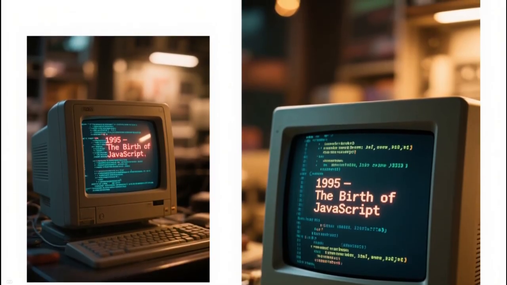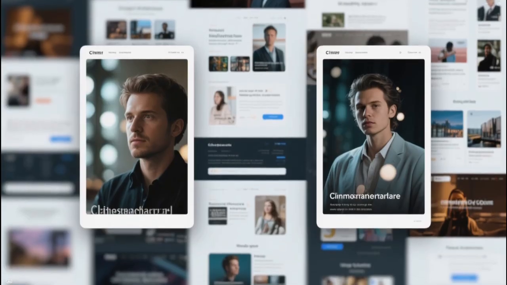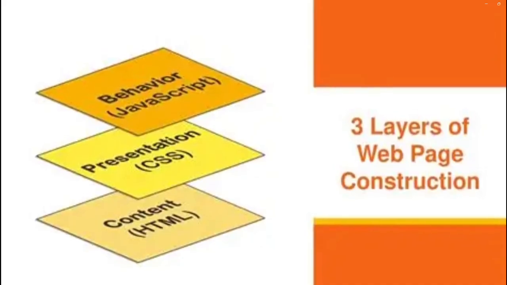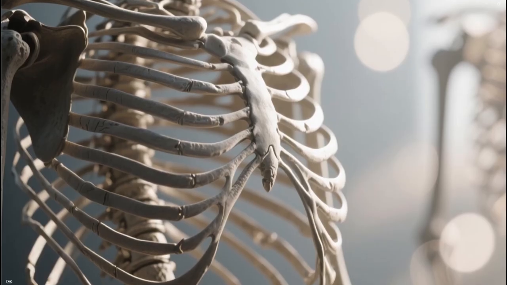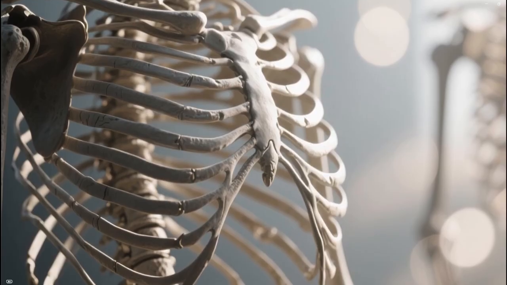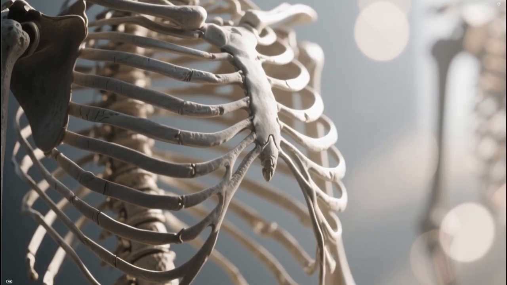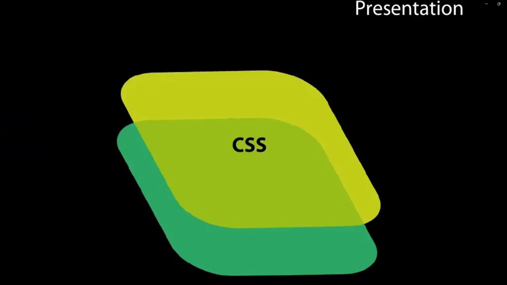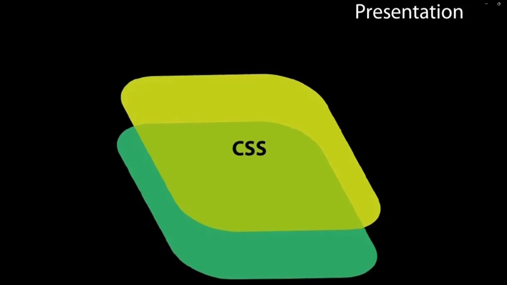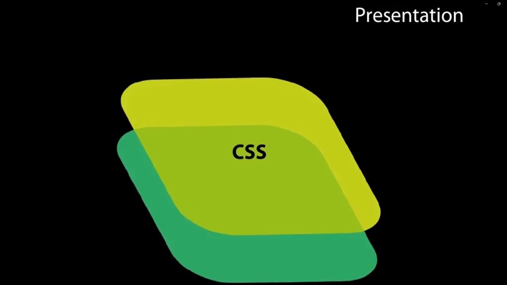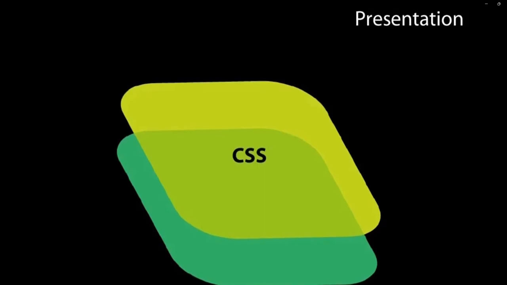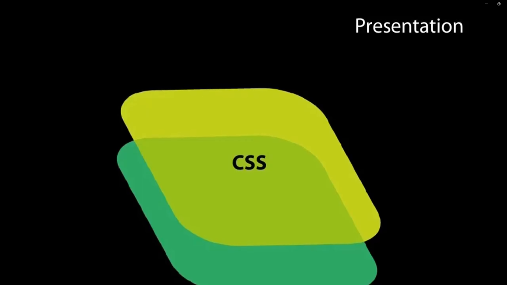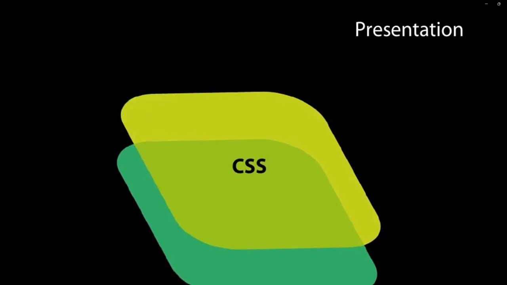Think about any web page you visit. It's essentially built on three layers. First, you have the content layer, which is your HTML, the bones, the text, the images, any kind of content on the web page. Then you have the presentation layer, which is CSS. That's what makes everything look good: the colors, the fonts, the layout. And finally, and this is where the magic happens, you have the interactive layer, and that's powered by JavaScript.